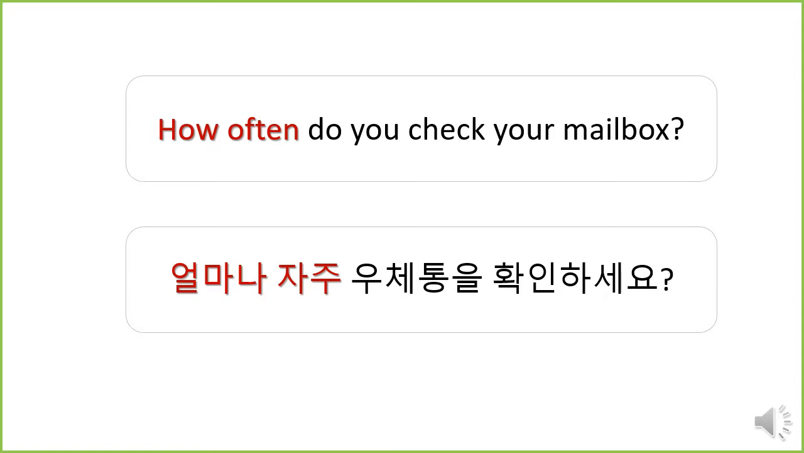This can be a very useful expression. Even though you cannot finish the remainder of the sentence, only with this expression, the red highlighted expression, you can communicate with the other person. How often? That's enough to ask a question. So let's practice this useful expression here.